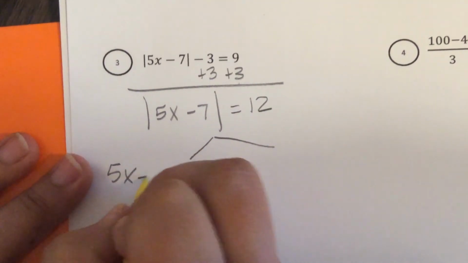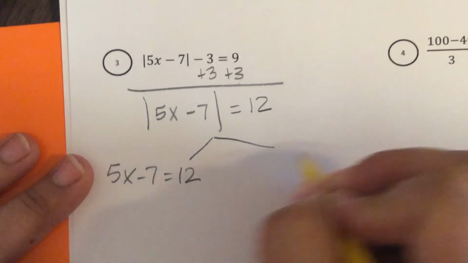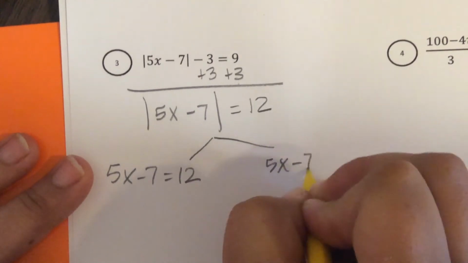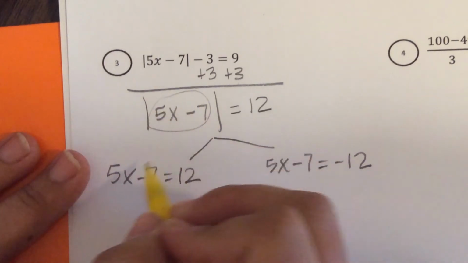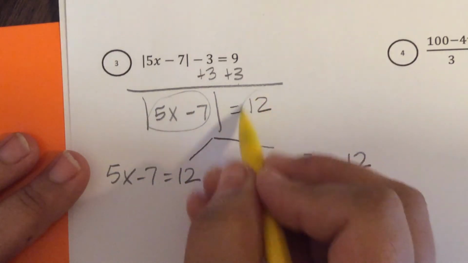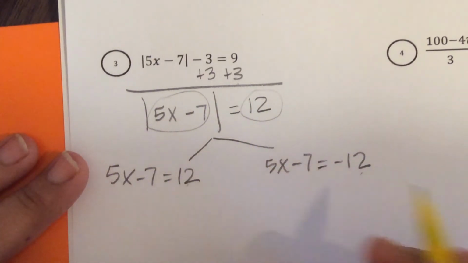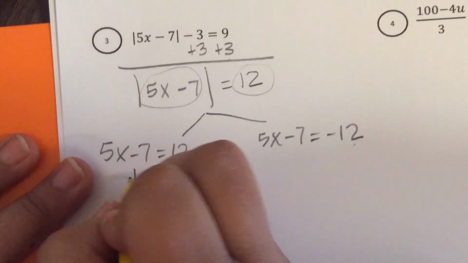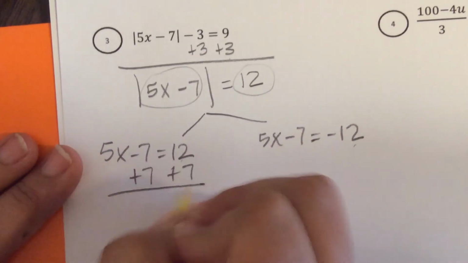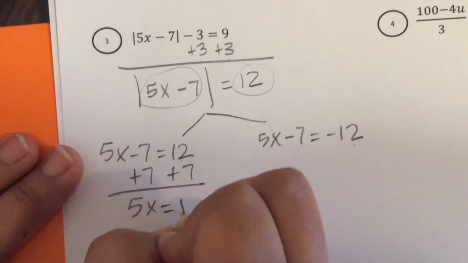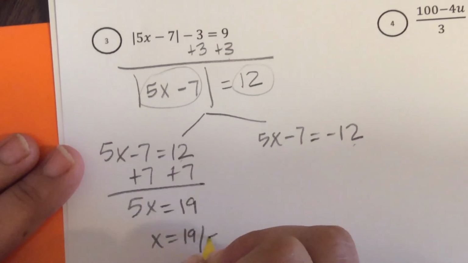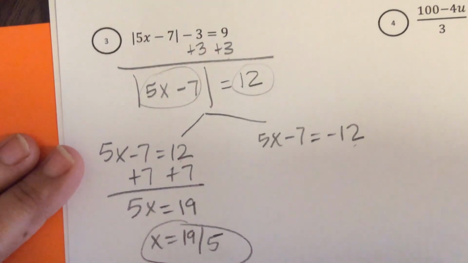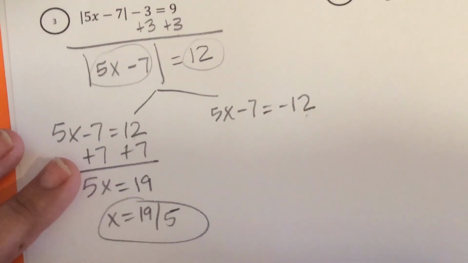So 5x minus 7 equals positive 12, and then 5x minus 7 equals negative 12. Okay, notice that this stays the same. It doesn't change. Only this number changes to positive and a negative. Okay, so now we're going to add the 7. So that's 5x is equal to 19. Divide by 5, and you're going to get 19 over 5. So that's the most simplified that you can have that.